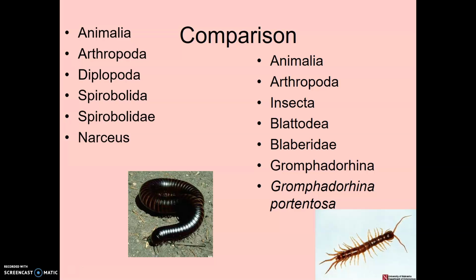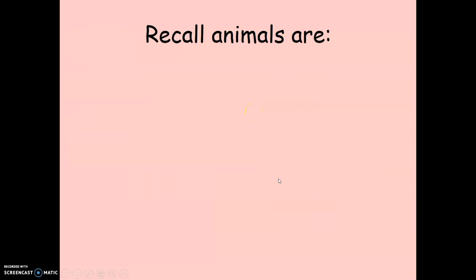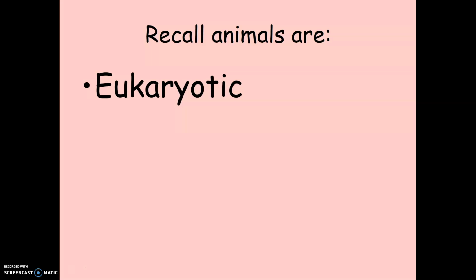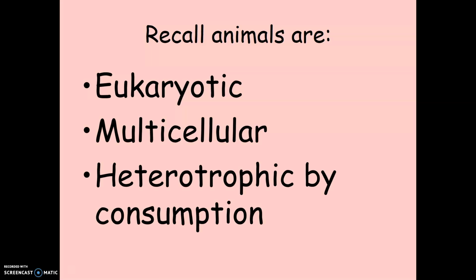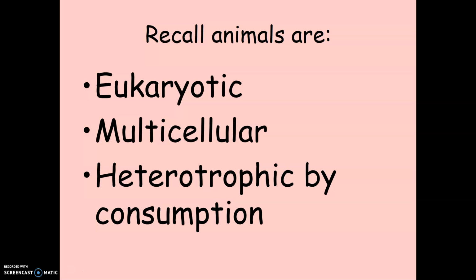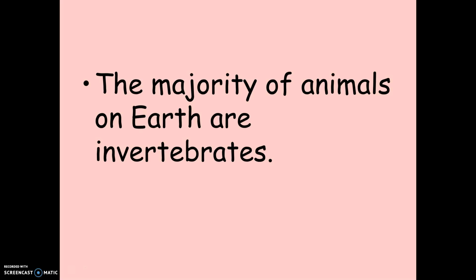Okay, so here are two. This is a centipede and a millipede. Notice that they're all in the same kingdom, phyla, and then they go into different classes, and then they kind of split from there. Remember that animals are eukaryotic cells. They're multicellular, and they're heterotrophic by consumption, which hopefully we all remember.